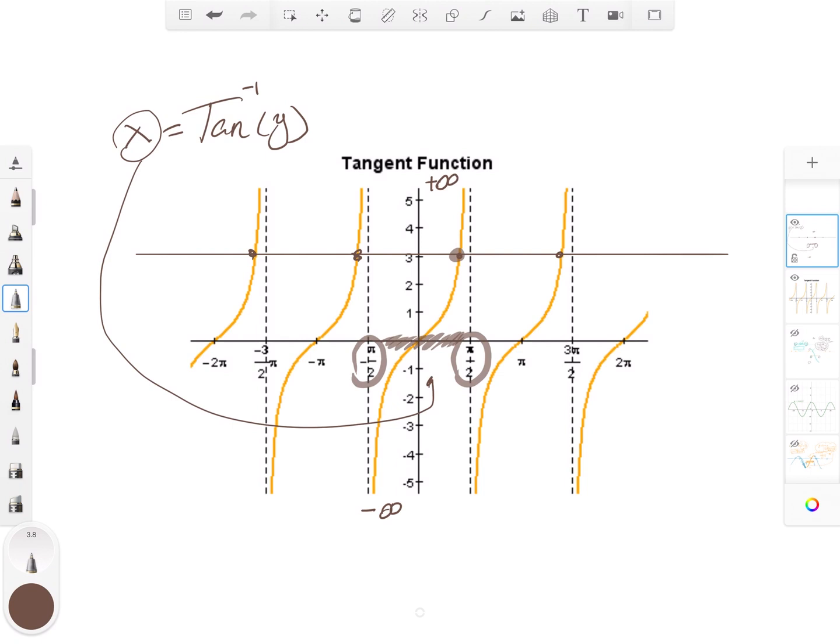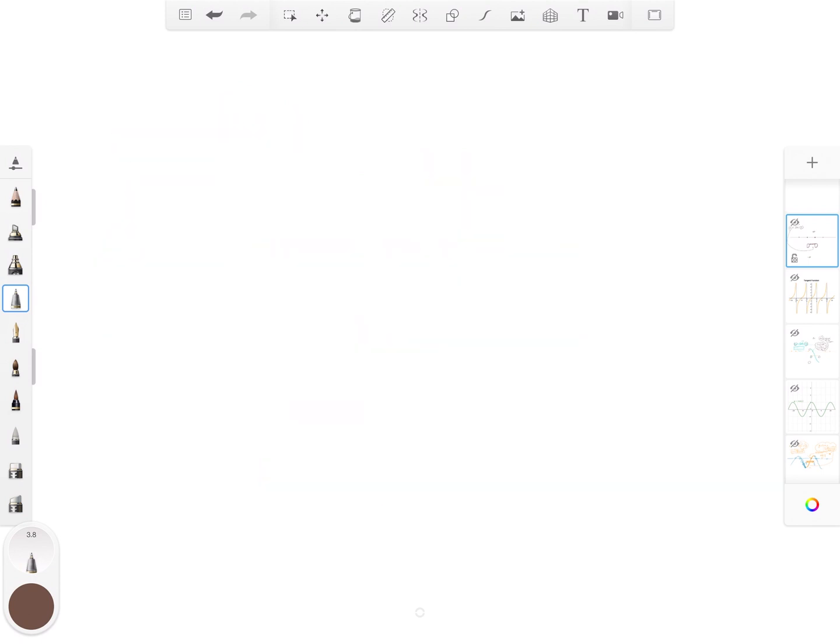Let's have a few examples. Sine inverse of 2. Sine inverse of radical 3 over 2.